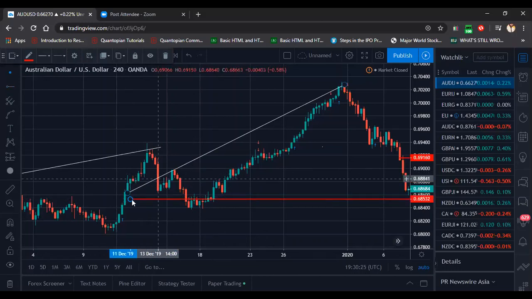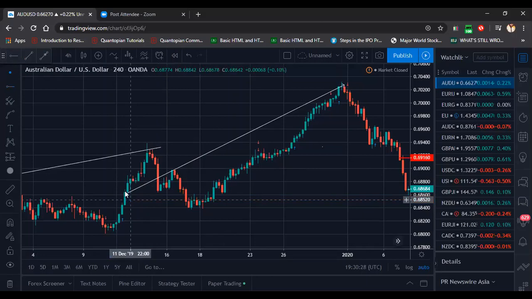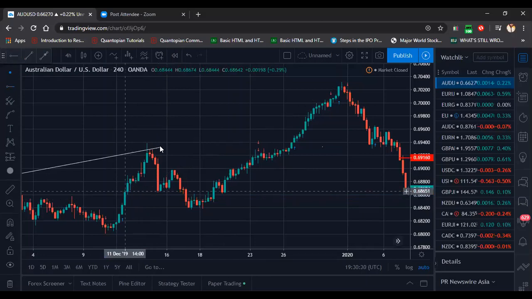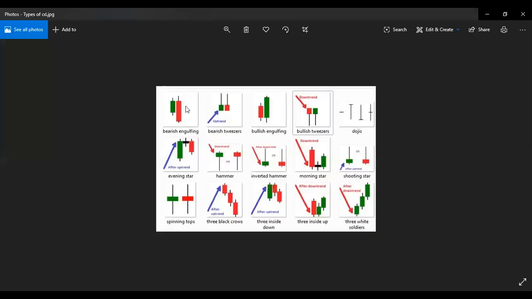So yeah, for the purpose of this class, we will stick to these 6 candlestick setups, right? So going back, we know the bearish engulfing. It means that sellers are coming into the market. You need to sell. You know the bullish engulfing. It means that buyers are coming into the market, so you need to buy. You know the hammer.